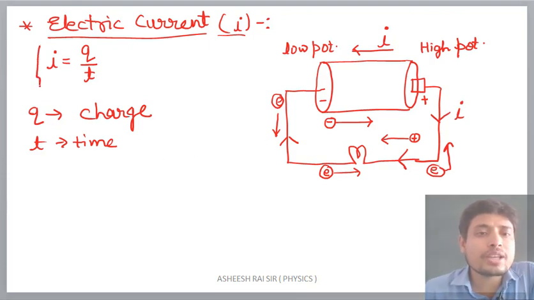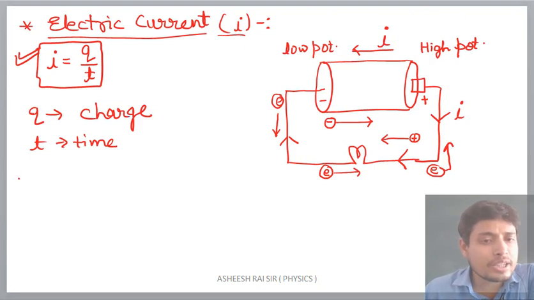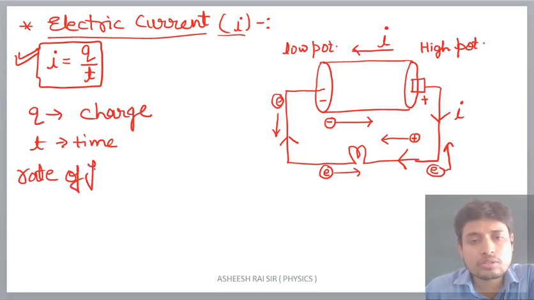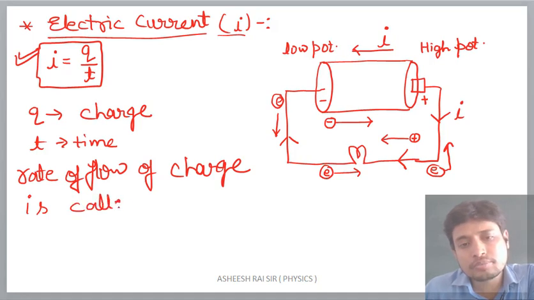And to calculate the amount of current in the circuit, we will use this formula I is equal to Q upon T. Electric current can also be defined as the rate of flow of charge, is called electric current.